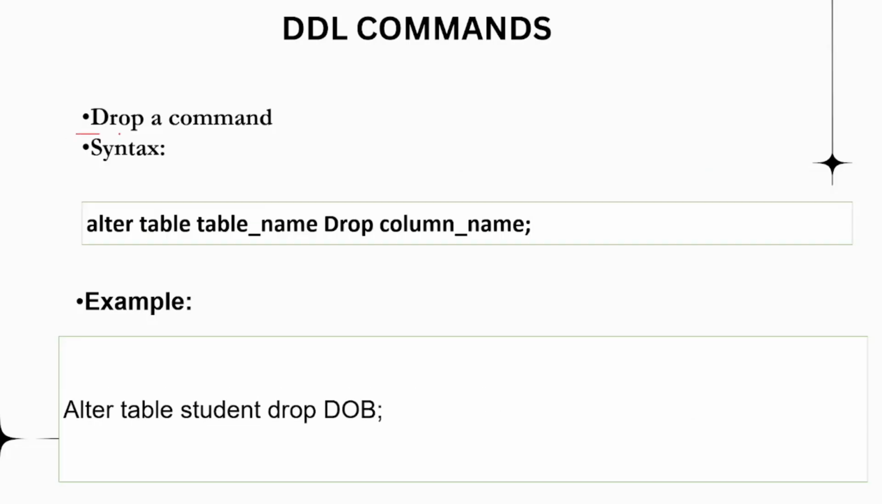Next one, drop. So drop is nothing but you are deleting the complete structure. Again the question will be asked, what is the difference between drop and delete? Very, very important question for your viva as well as your theory. Drop will delete the complete structure of the table. You can't find the table later. And delete means you are deleting one particular column, or deleting all the data in the table.